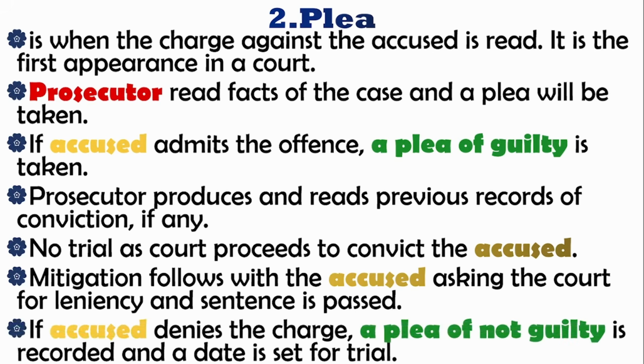If the accused denies the charge, they are going to make a plea of not guilty, saying, I am not guilty of the crime that I've been accused of. And once they have denied the charge, a date is going to be set for trial, which means that both parties now are going to appear in the courts of law to prove that there was a case to answer. The third step is trial.